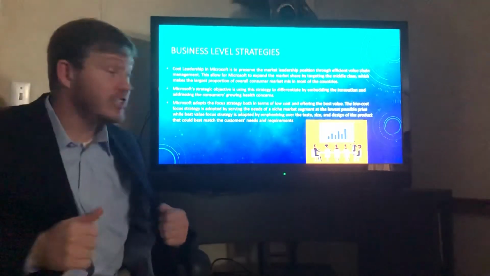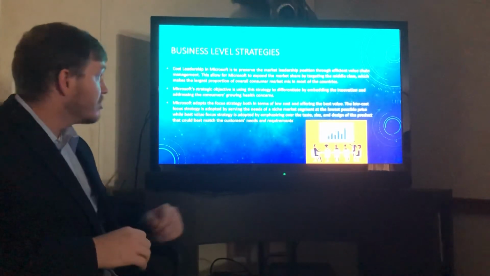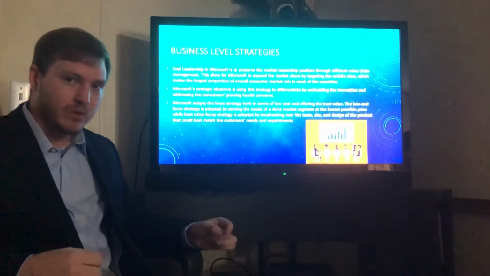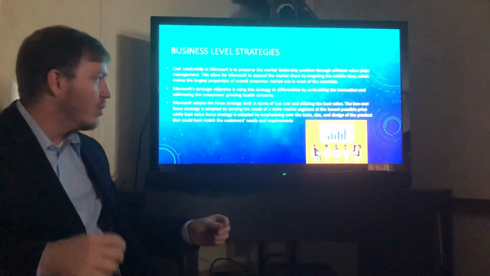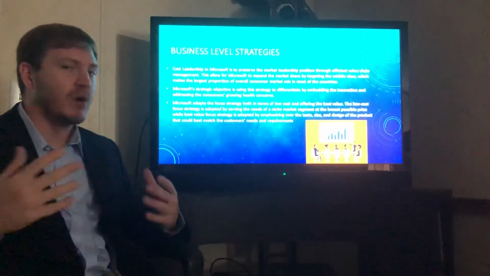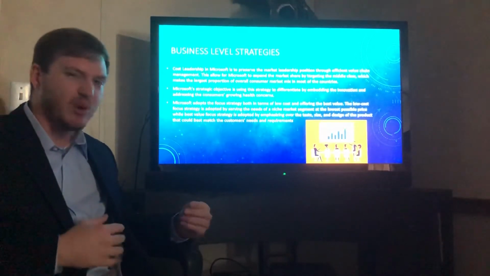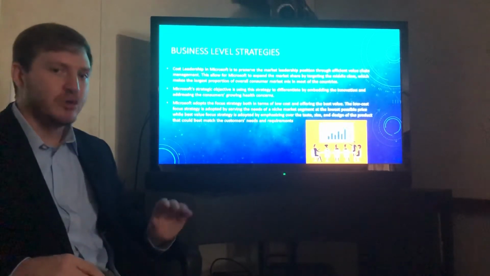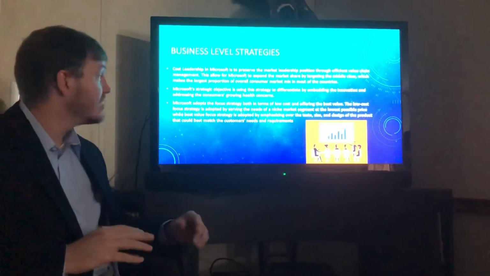The business level strategies. They have cost leadership, which is a very strong ideal for Microsoft. Like I said, they want to really offer that mid-range so that you don't have to get these overpriced products or these underpriced, not so good products. They like to have a low-cost basis so you can get these mid-range products at a decent price.